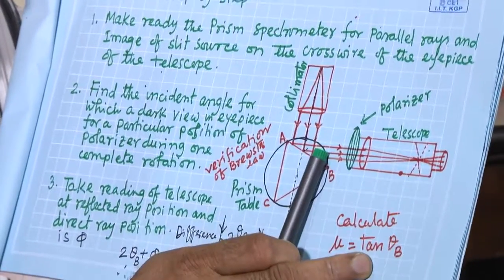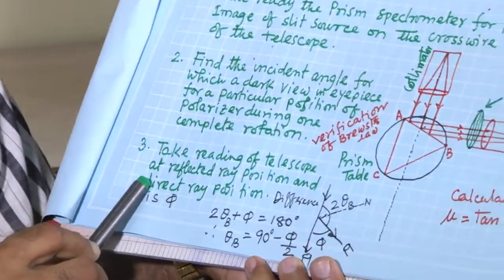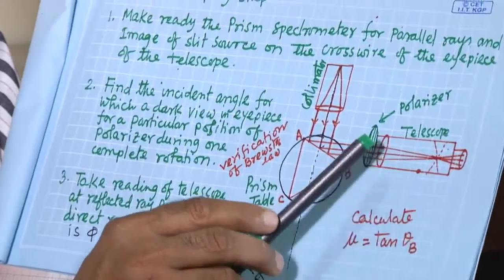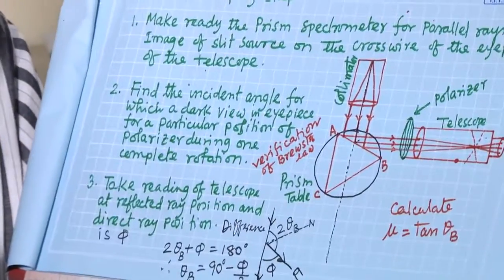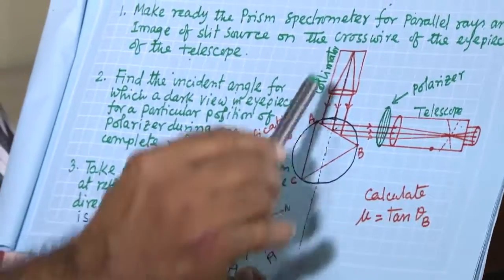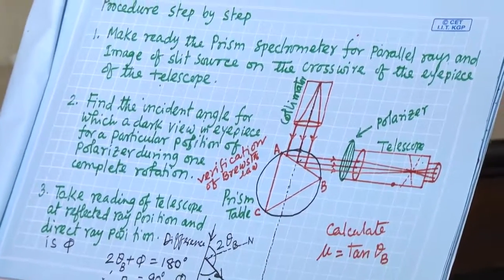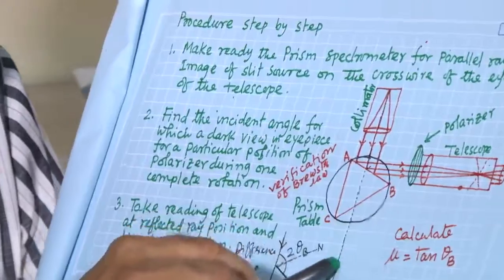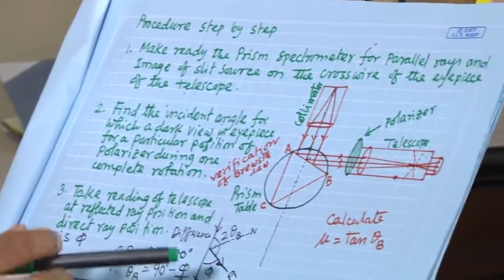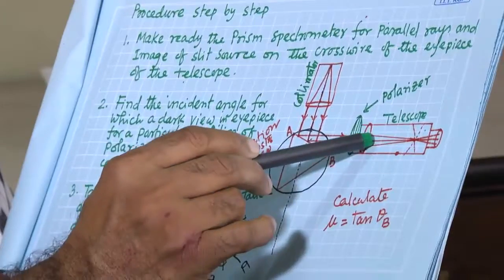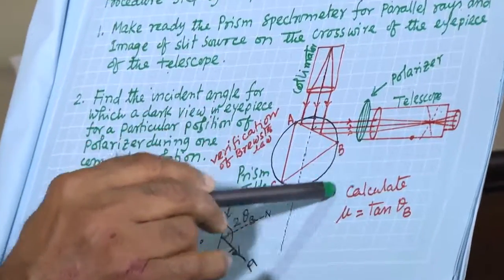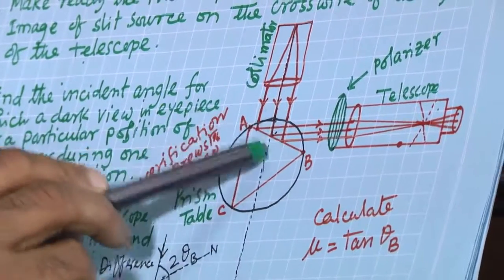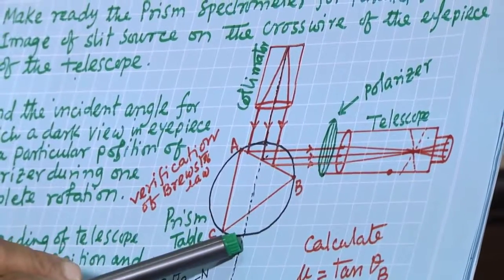And now we have to measure. At that position we will take the reading of the telescope. Now we will take out this prism, and then we will take the reading of the direct light. Okay. So we will note down that one. So this reading and this reading we are taking, this is the angle, right? We are getting it from the reading of the telescope.